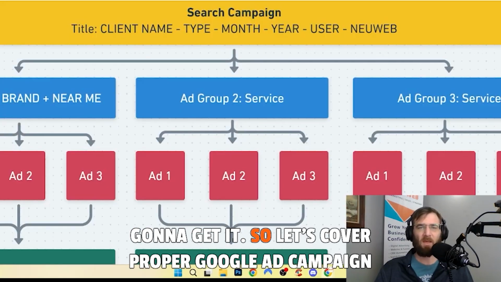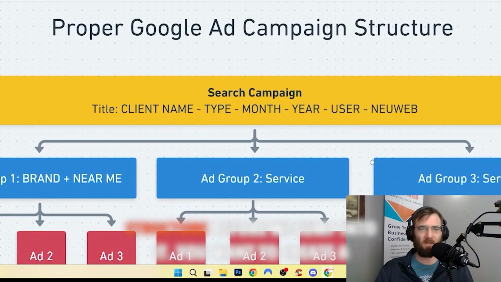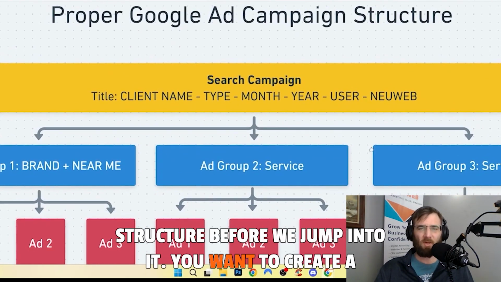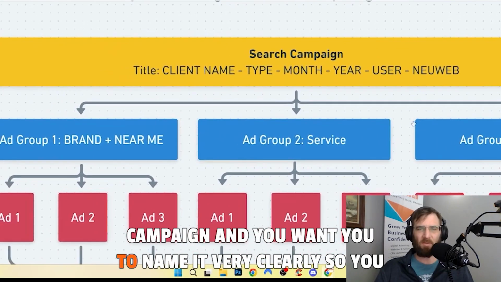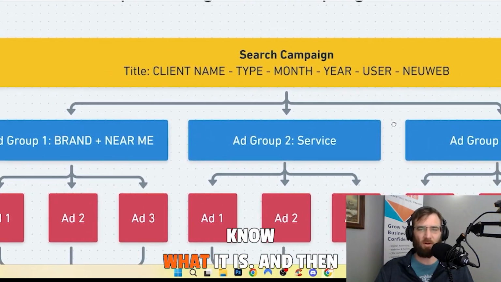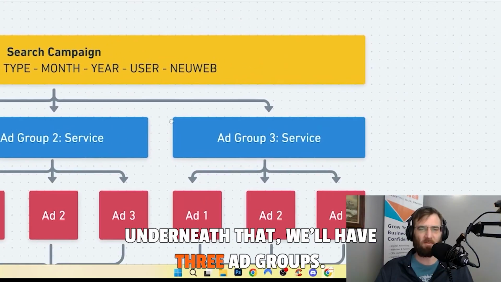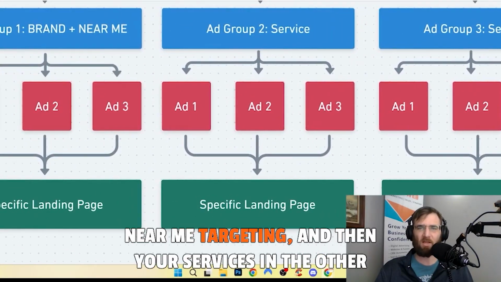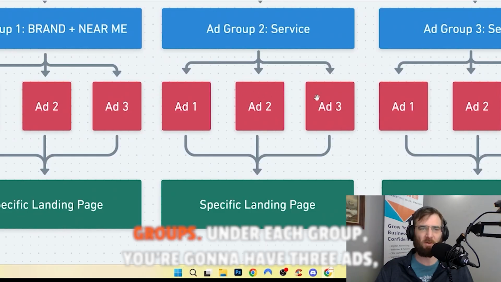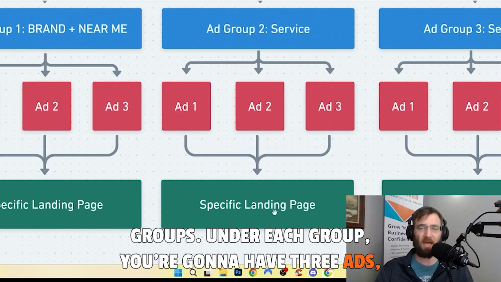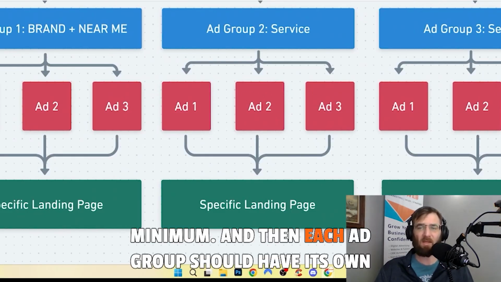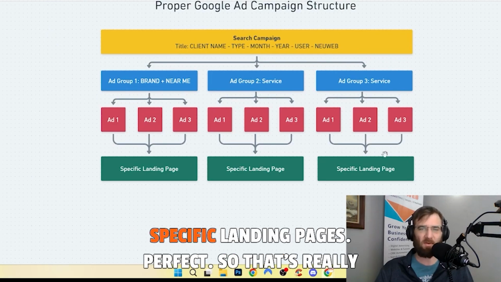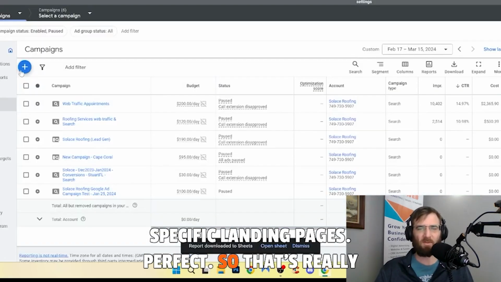So let's cover proper Google ad campaign structure before we jump into it. You want to create a campaign and you want to name it very clearly so you know what it is. And then underneath that, we'll have 3 ad groups. You usually have one that's about your brand or your near me targeting, and then your services in the other groups. Under each group, you're going to have 3 ads minimum. And then each ad group should have its own specific landing pages. Perfect. So that's really simple.